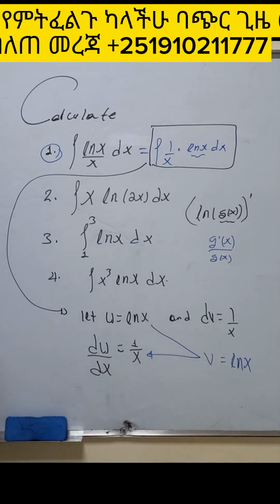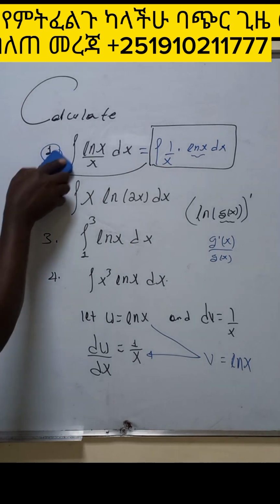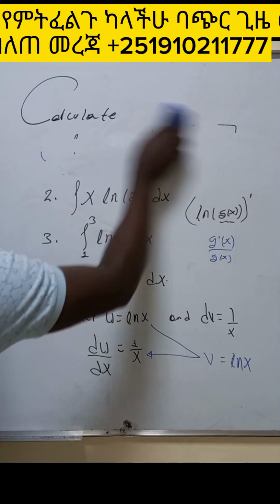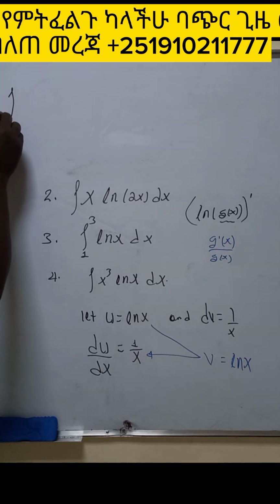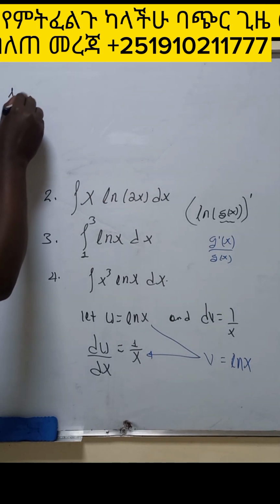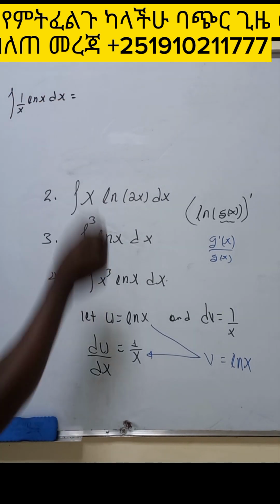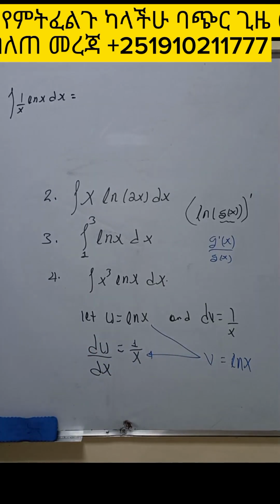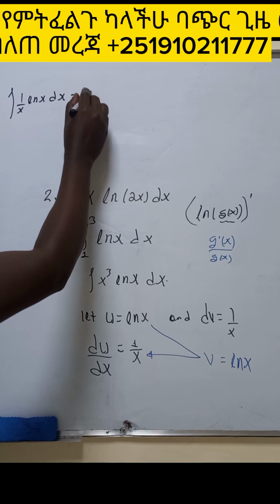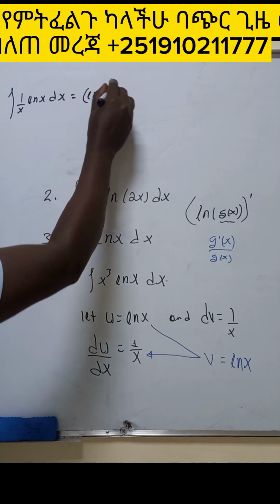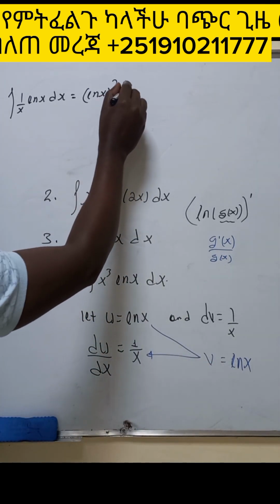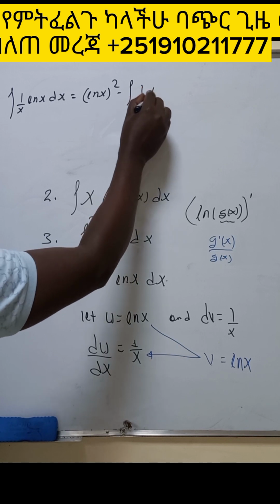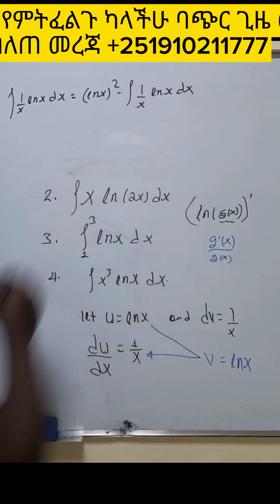Finally we have to write it this way, right? So if we use the parts method, the integral of this is going to be this way. Let me write here. So let's come back to this one. Therefore the integral of 1 over x ln of x dx is written as ln of x times ln of x, which will be ln of x the whole square, minus the integral of 1 over x times ln of x dx.